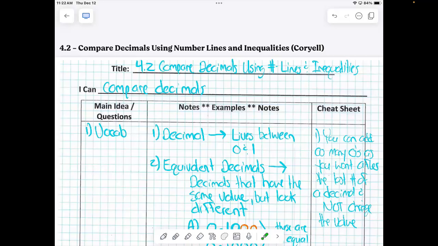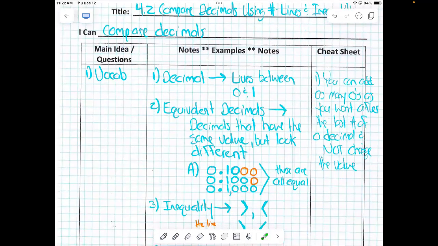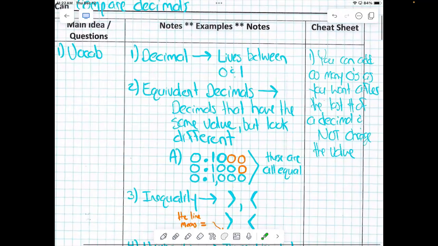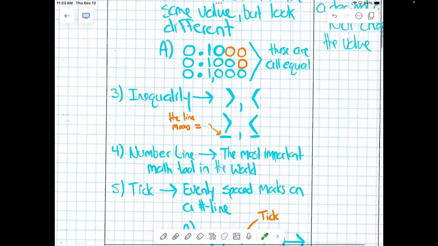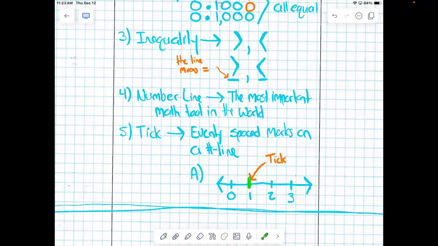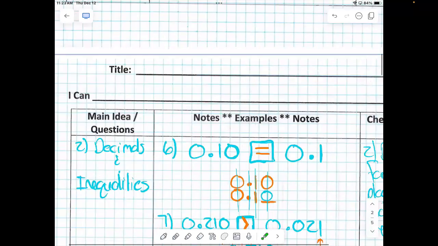We compared decimals and we used number lines to compare decimals, yes? You guys know where decimals live, right? Question. Is this and this and this all the same thing? So remember, we added these orange zeros on to make everything line up, right? What's this little mark called? Tick. All right, let's keep going.